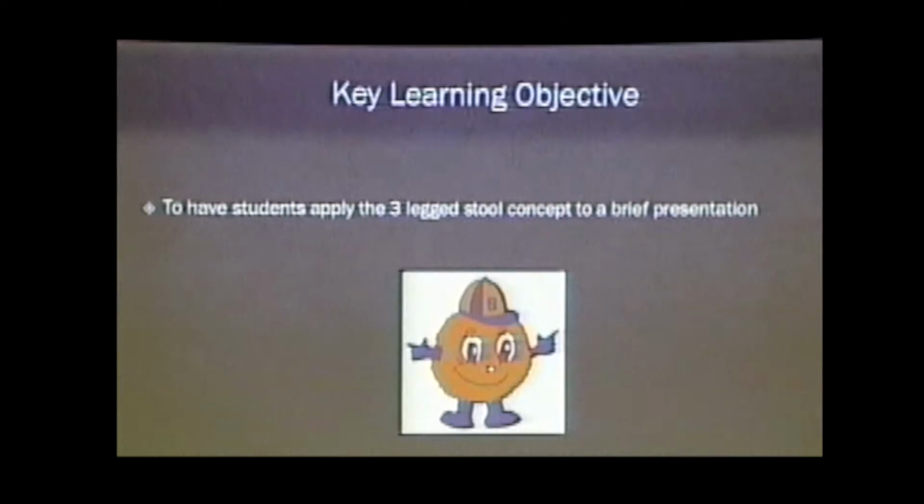All right, so our key learning objective today with Otto the Orange, the best loved ACC mascot of all time, is we're going to have you apply the three-legged stool concept to a brief presentation. And let me talk to you about the three-legged stool.